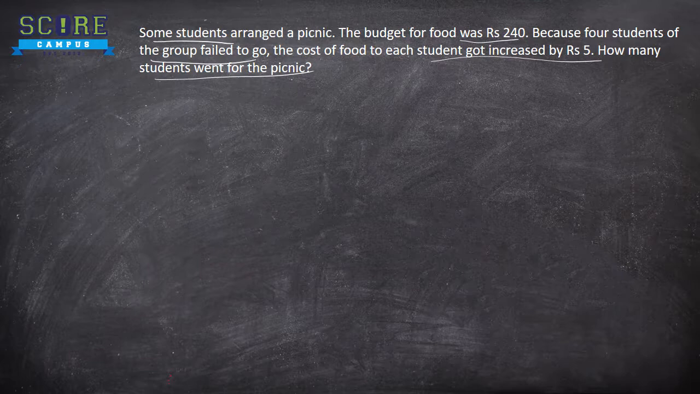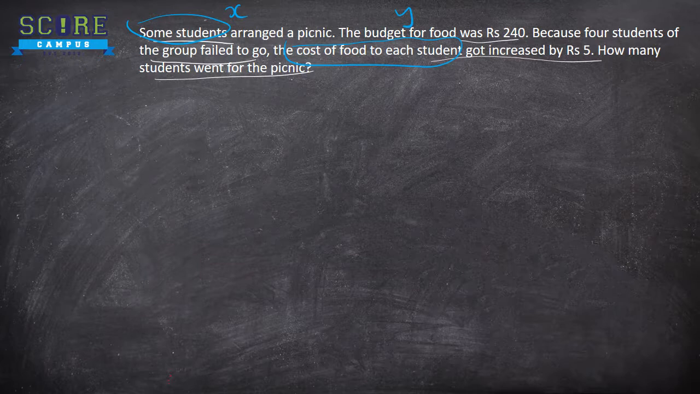The first thing you need to do is understand why this is a simultaneous equation question. It's very simple because what you can see is that there are two unknowns. Firstly, the number of students, and secondly, the cost of food per student. So there are two unknowns, right? Now let's define the unknowns. Let the number of students be x and the cost of food per student be y.